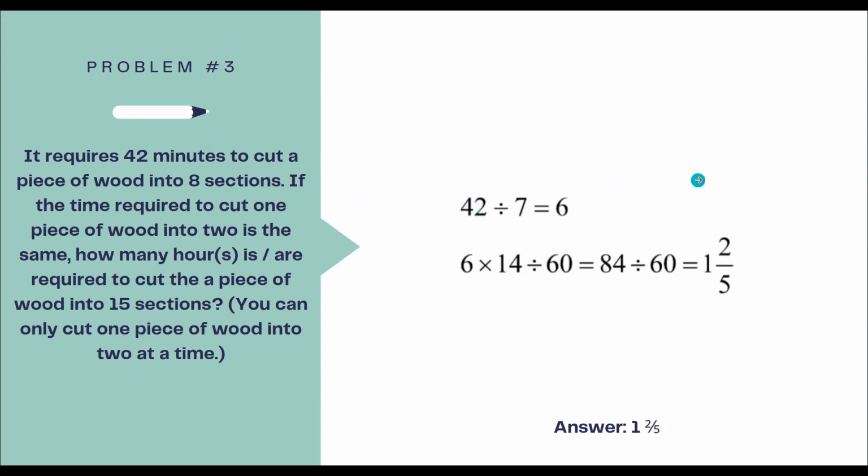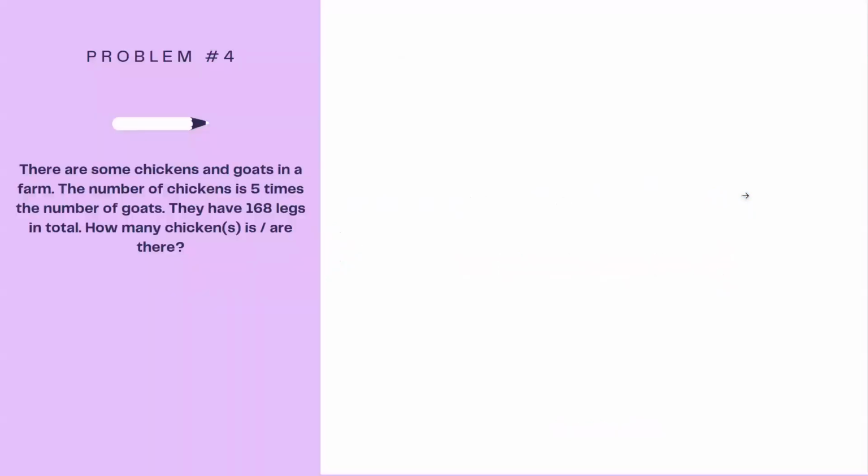Now we proceed to problem number 4. It is a word problem. There are some chickens and goats in a farm. The number of chickens is 5 times the number of goats. They have 168 legs in total. So how many chickens are there? What do you think is the answer?